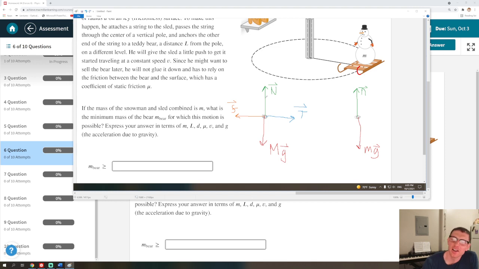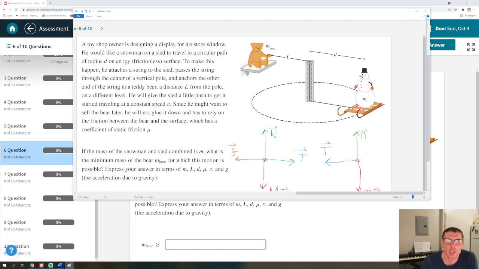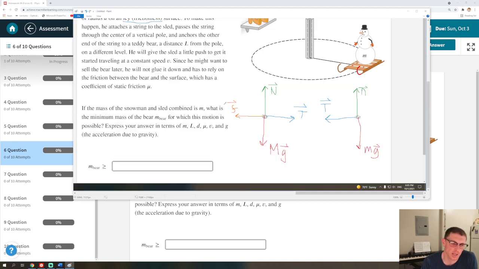Hi. Okay, so, yeah, tension, right? It's going to point to the left, like this. Well, there's no friction, right? Because the snowman and the sled are on an icy surface, right? So they tell us somewhere in the problem statement, where do they say it? Here, right? So you want to be careful not to put in forces that are not there.